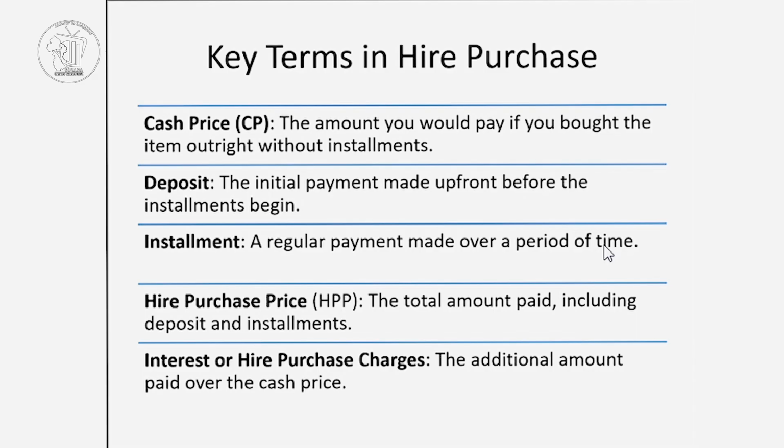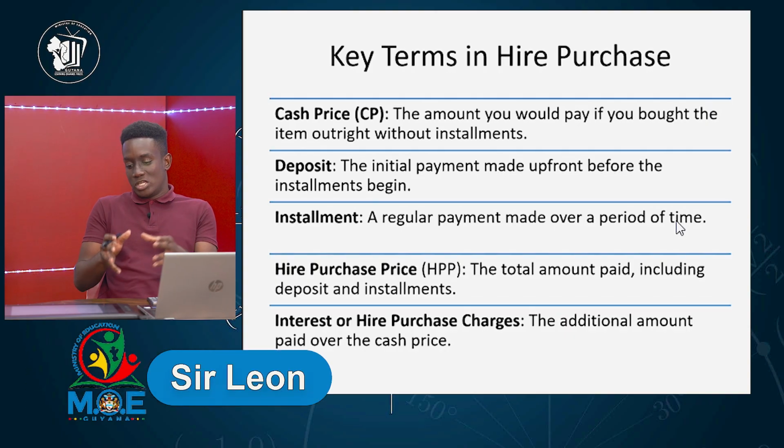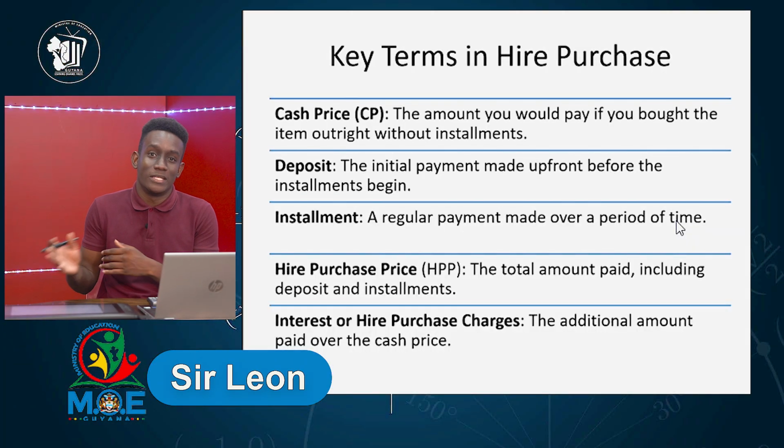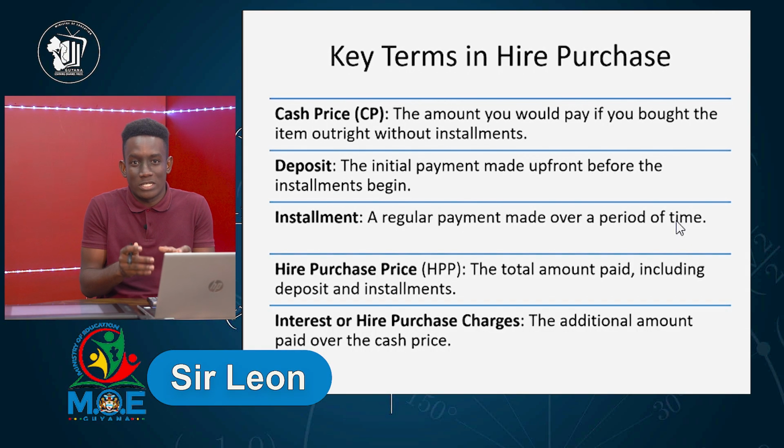Now the next term would be the deposit. The deposit is the initial payment that you make upfront before the installments begin. So before you go and pay each monthly installment, you must pay a deposit. For example, if a car costs $4 million and you cannot pay the entire $4 million, what will happen? You will pay a down payment of probably $500,000 and then you'll pay monthly installments. So that $500,000 that you paid initially, that is called the deposit.